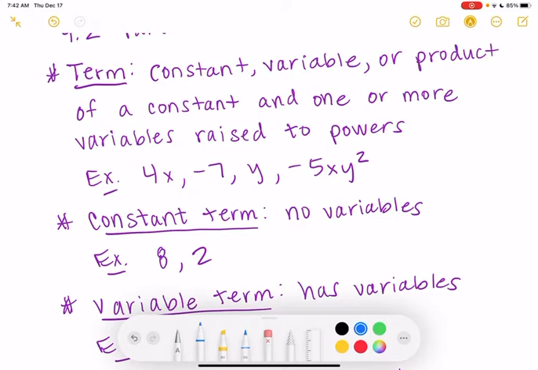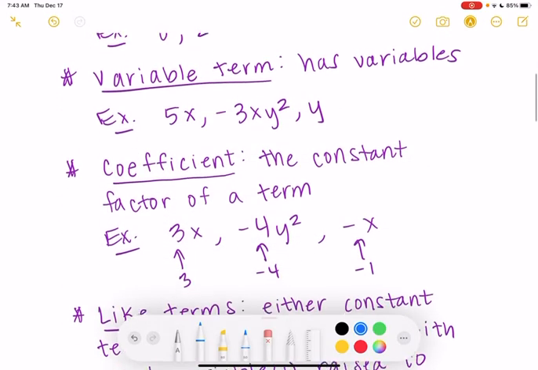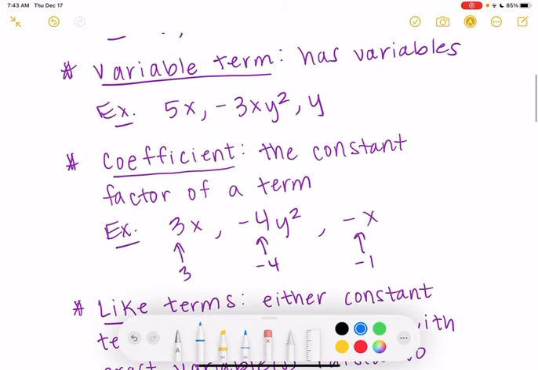A term is a constant, a variable, or the product of a constant and one or more variables raised to powers or exponents. So, for example, some terms could be 4x, -7 is a term, y is a term, -5y squared is a term, 5xy squared is a term. Constant terms don't have any variables, so your constants are just your numbers, like 8 and 2. A variable term has variables. So, for example, 5x, -3 times x times y squared, or y.